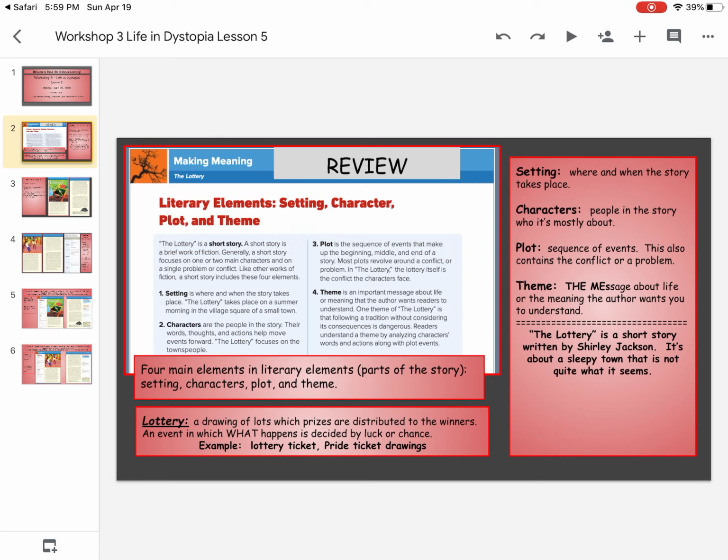So if you remember, Shirley Jackson wrote a story. It's called The Lottery. It is a short story, and it is really focusing on life in a village, and it is more of a dystopian fiction type of genre. Okay, so again, we're going to be looking at four elements of the story, which is the setting, characters, plot, and theme. And remember, when we talk about a lottery, if you think about a lottery ticket where prizes are distributed to winners, it's based on luck, not by choice.